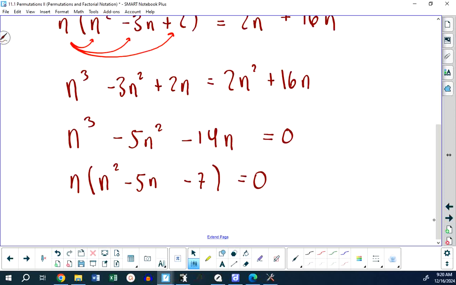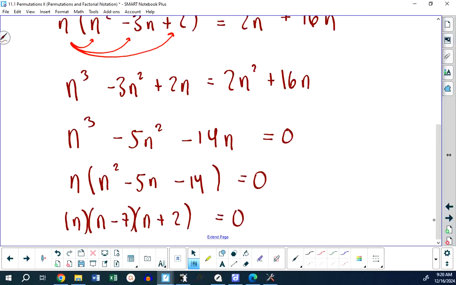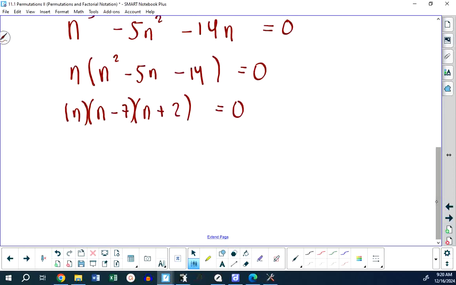When I take n out of n cubed, it becomes n squared. N out of an n squared becomes an n. N out of an n becomes a constant. And now I can write this as n times n minus 7 times n plus 2. That means we have three solutions. N is equal to 0, n is equal to 7, n is equal to negative 2.